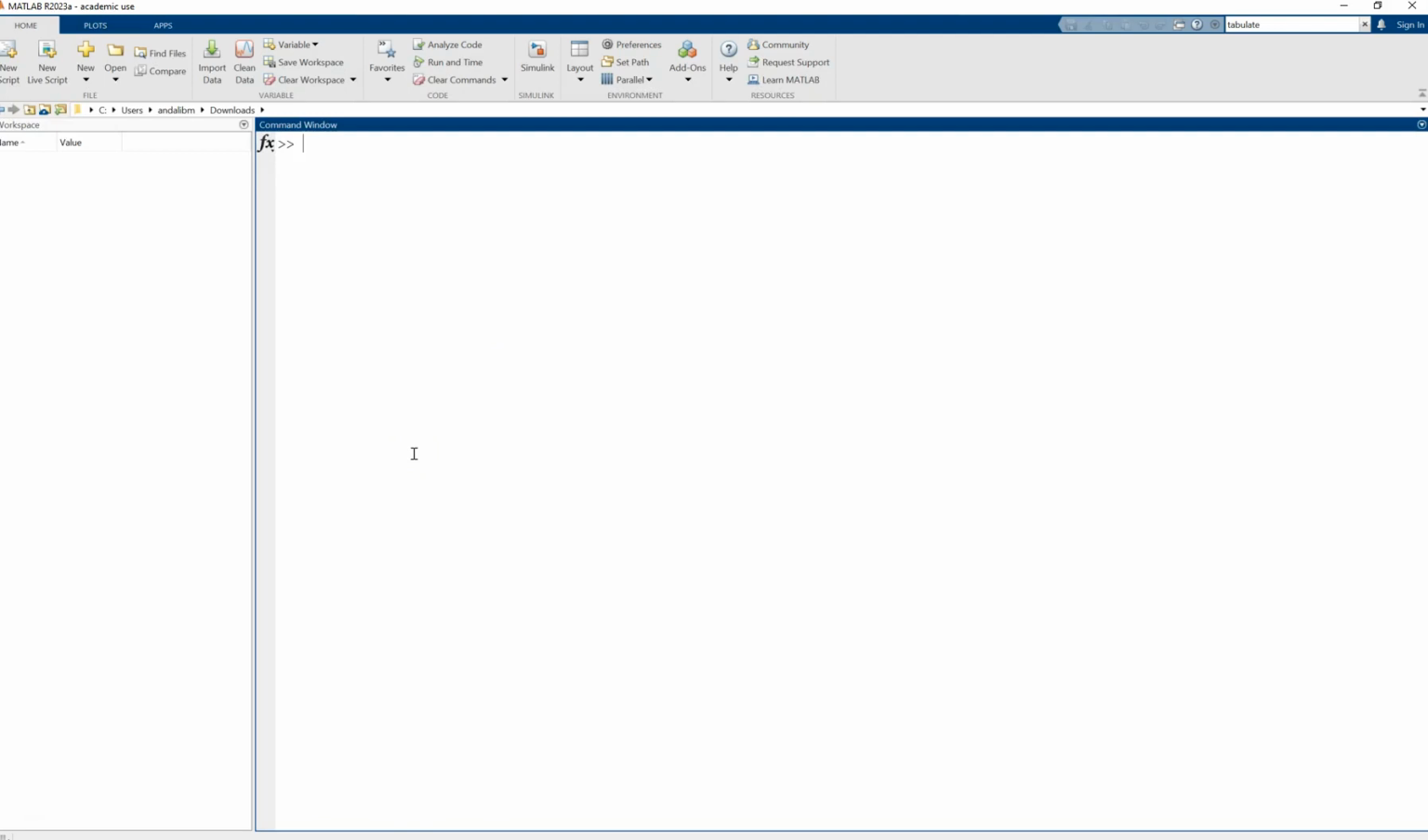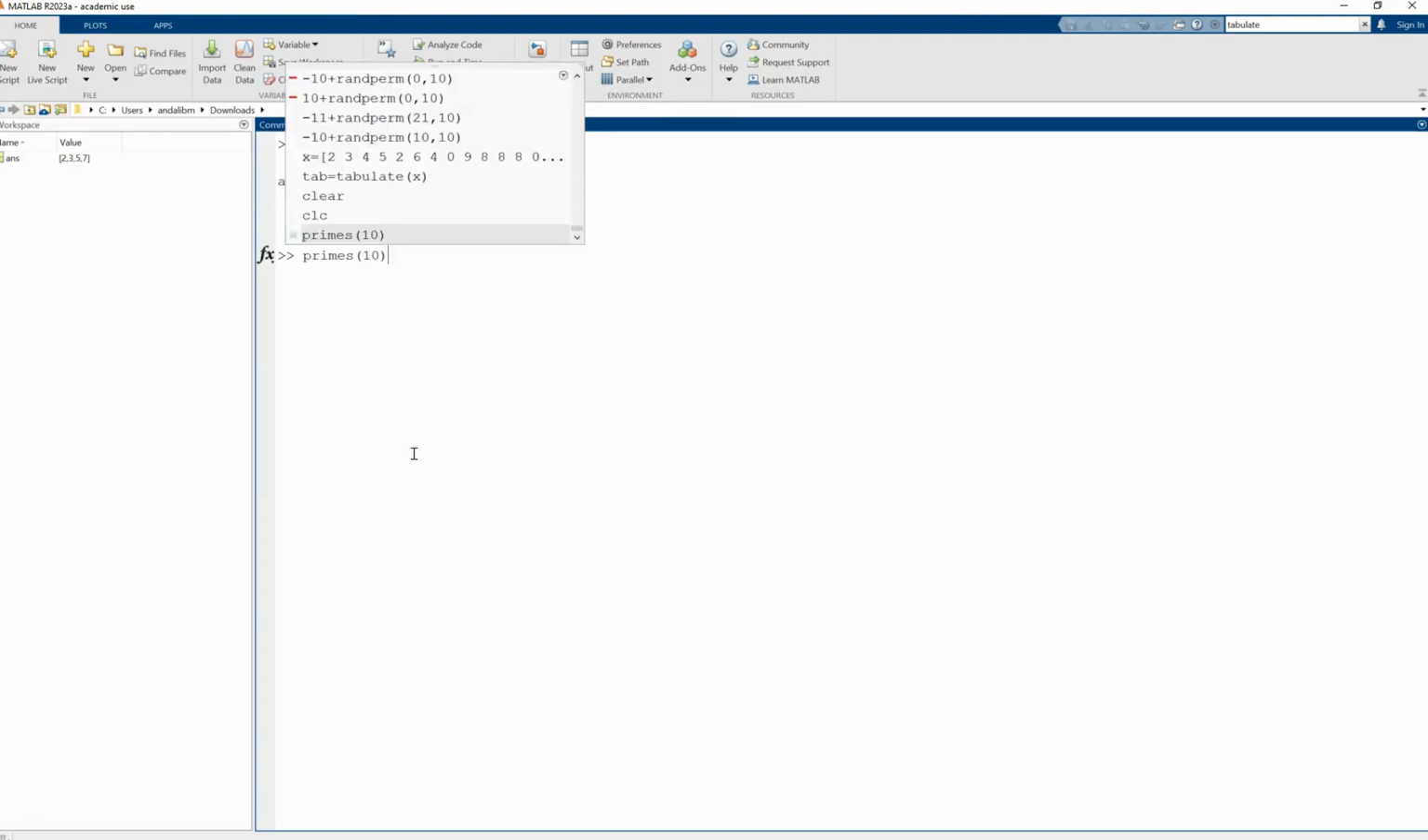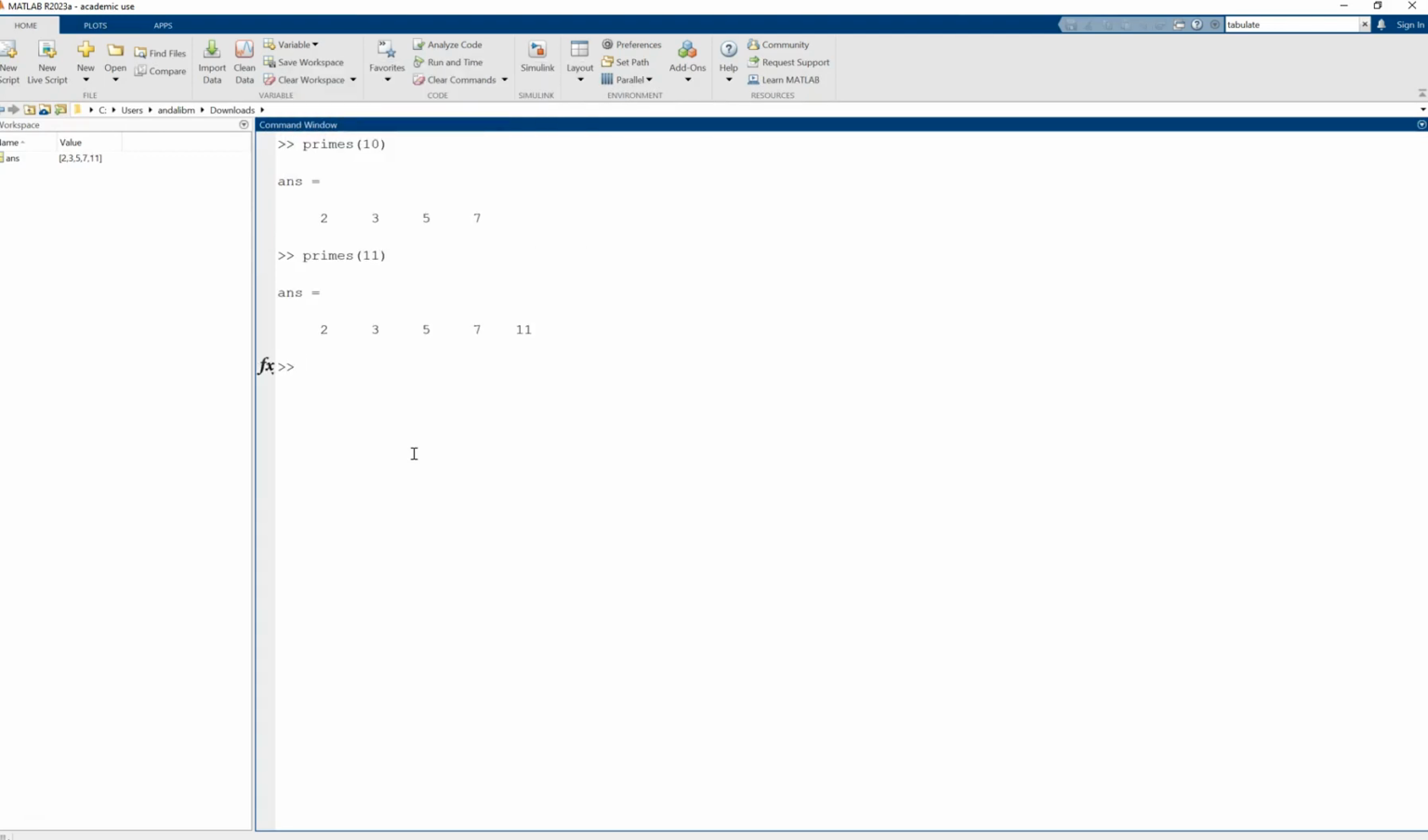One of them is for prime numbers. For example, if somebody says, what are the prime numbers that are less than 10, you can use the command primes. If I say primes of 10, it will give me all of the prime numbers that are less than 10. Now, if I say 11, it will also include 11. So it gives all of the prime numbers that are less than or equal to n, basically. That's what this command primes does.